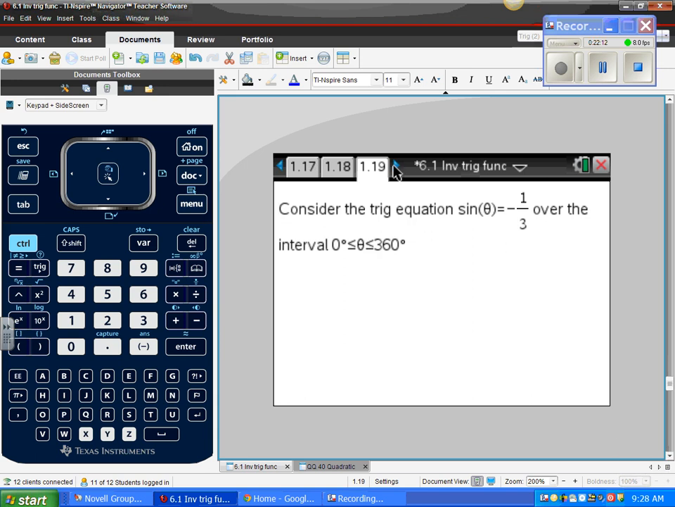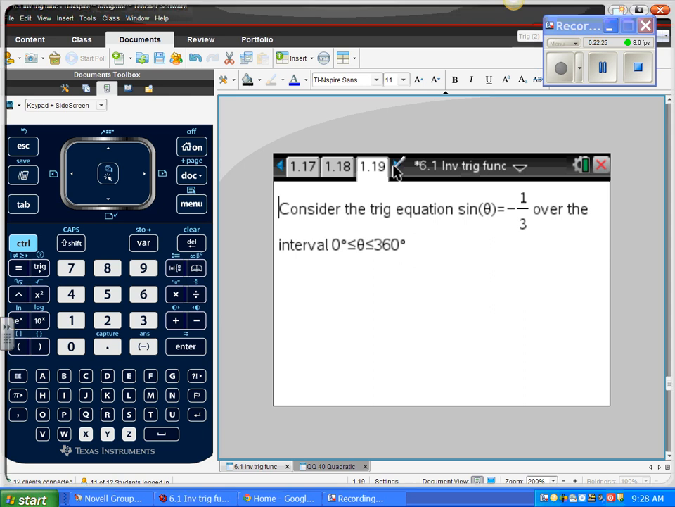Okay, so here's our first equation. Sine theta equals negative 1/3. I am looking for what? What do I want to solve for? Theta. What does theta represent? An angle. Awesome.